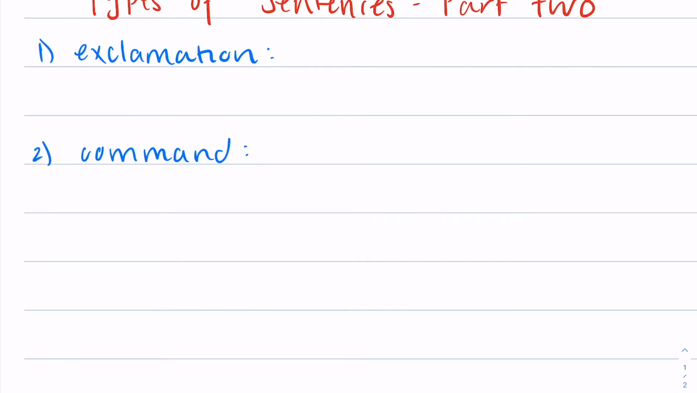Take a second to think about what an exclamation sentence is. If you're not familiar, maybe take a guess, and then I will give you the definition. Alrighty, okay, so here is a definition of an exclamation sentence: a sentence that shows strong feeling. It also ends with an exclamation point. So let me write that down for you all.